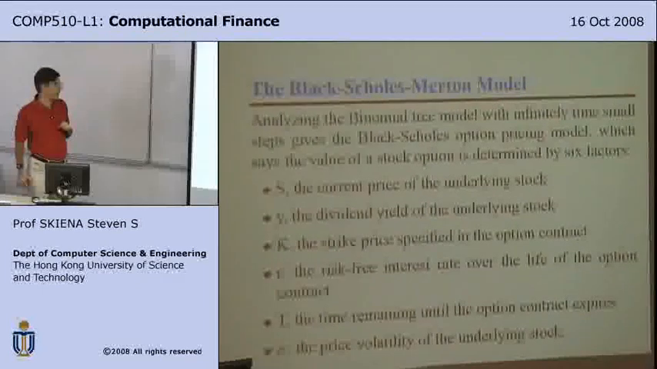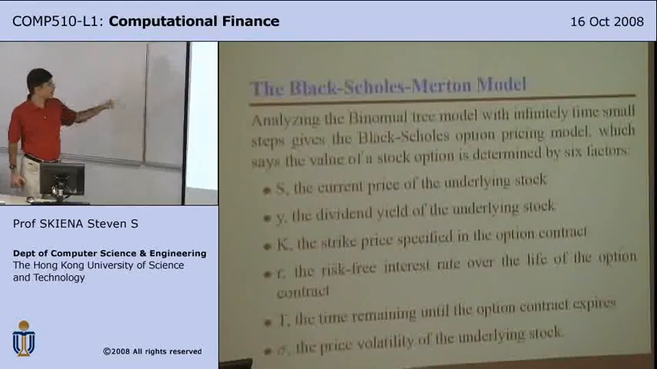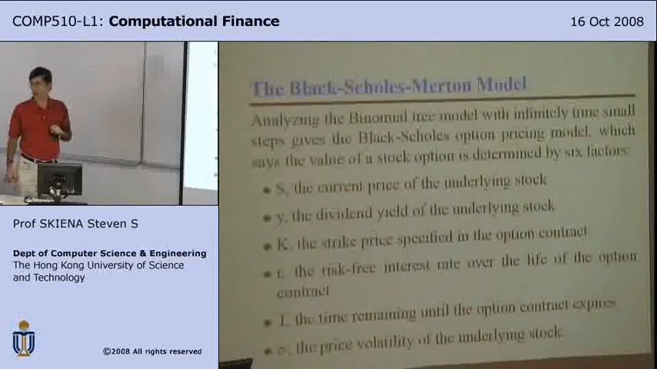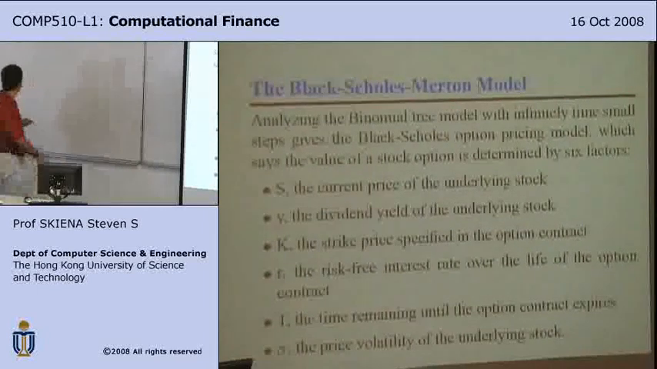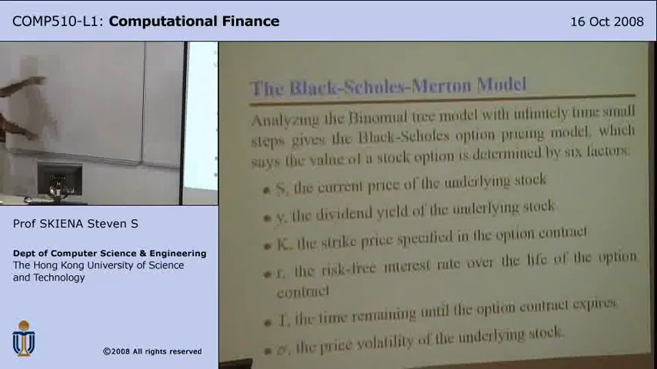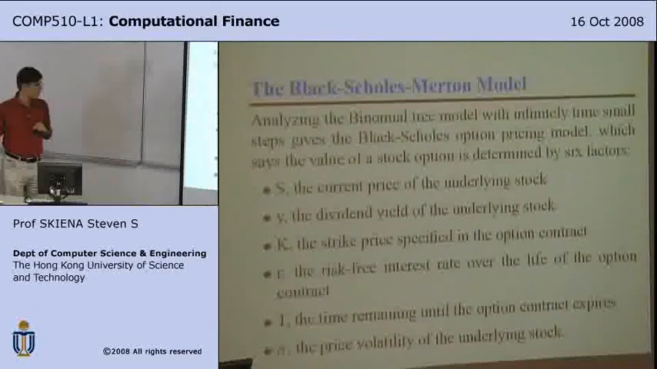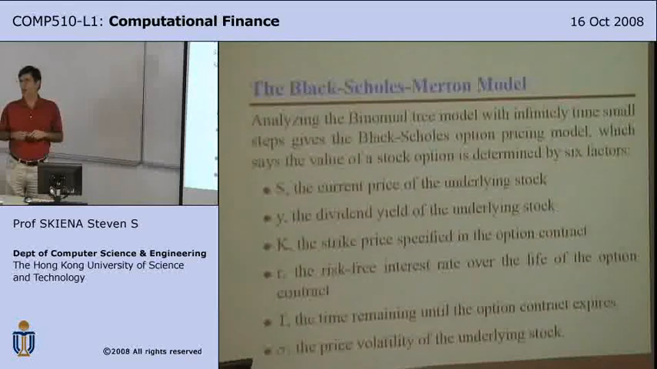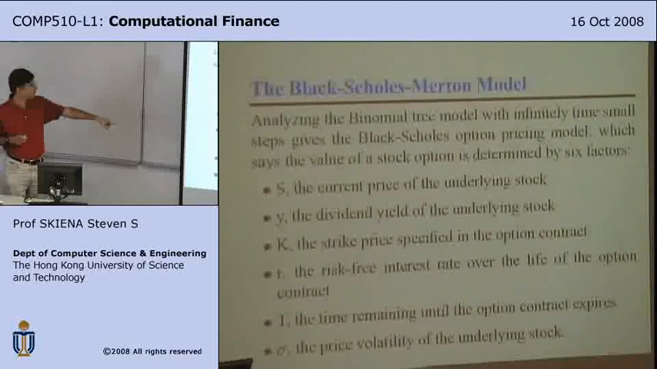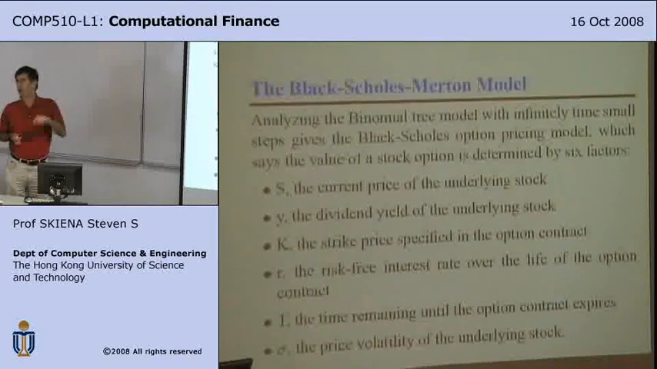r was the risk-free rate. Okay? And again, here we're going to assume it is constant over the life of the option. Okay? T, the remaining time until the contract expires. That was this in the binomial tree. And the one parameter that we didn't have in our binomial tree model so far that we discussed was this thing called sigma, which was the volatility of the stock price.